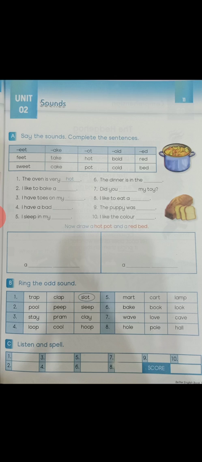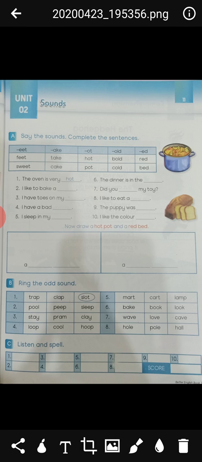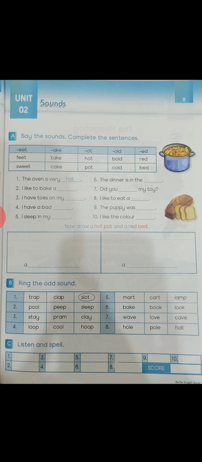Next, the drawing part is given. This is your homework. You have to draw a hot pot and a red bed in these boxes given below, right? Now let's go to the B part. Before that, pause the video and complete the A part.